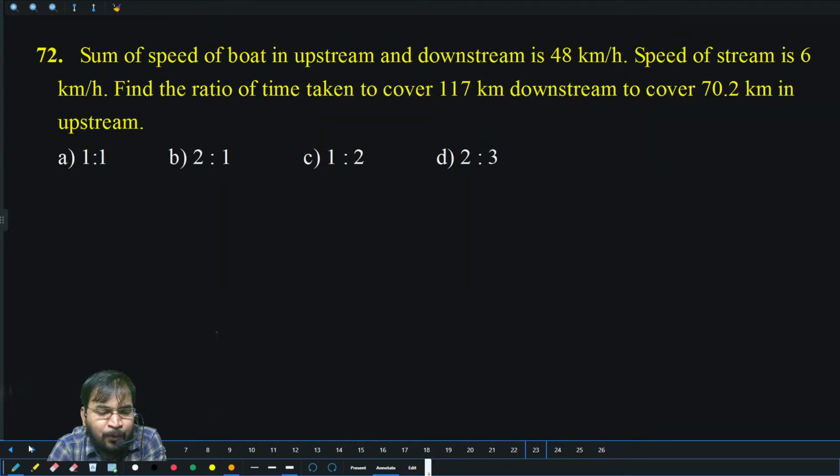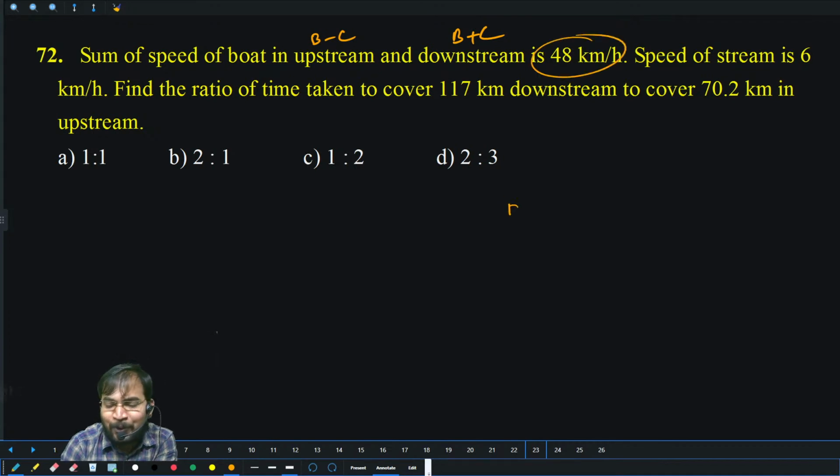Sum of the speeds of the boat in upstream and downstream is 48 km/h. Amma, upstream plus downstream. Upstream means B minus C. Downstream is nothing but B plus C. If you add these two, C and C get cancelled. 2B is equal to 48, then B is equal to 24. Speed of stream is 6.